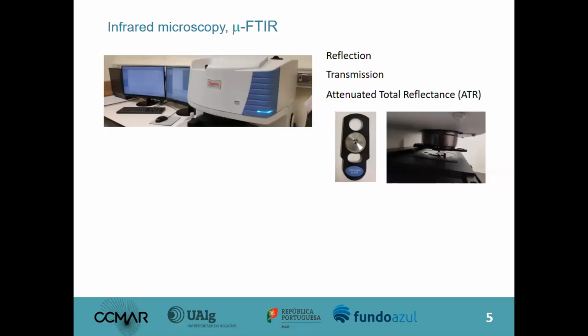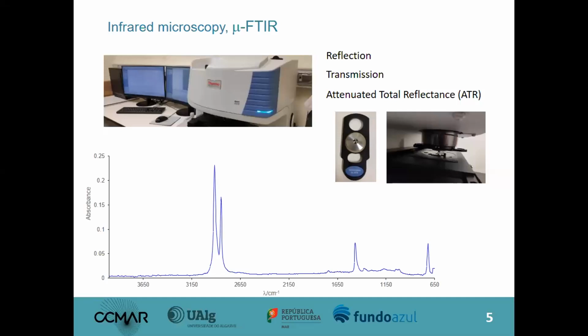ATR gives us the best infrared spectra. This is a spectrum of polyethylene, a very good spectrum obtained with this way of collecting information from the sample. Here you have the CH stretch, here you have the CH2 bands. So this is typical of polyethylene. And we also have this tiny peak here that is telling us that this polyethylene is a lower density polyethylene.